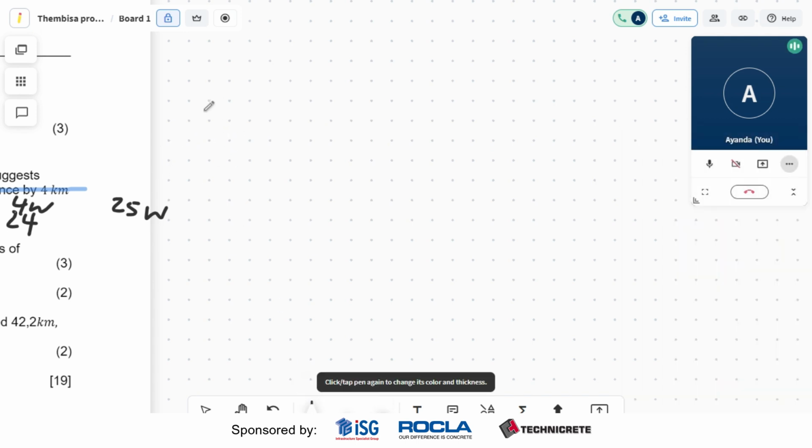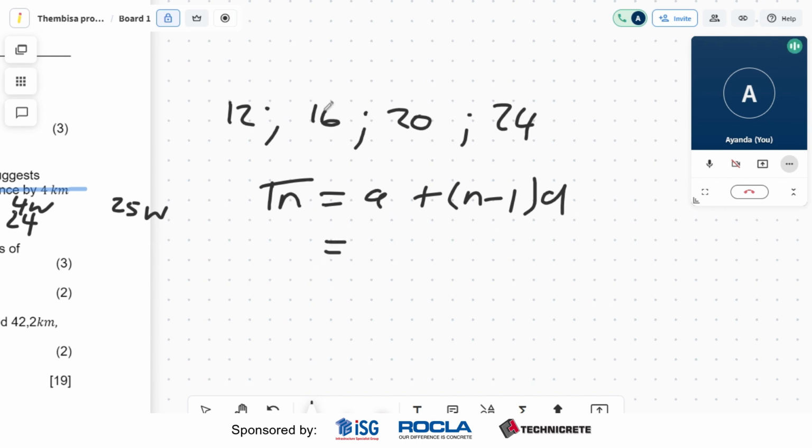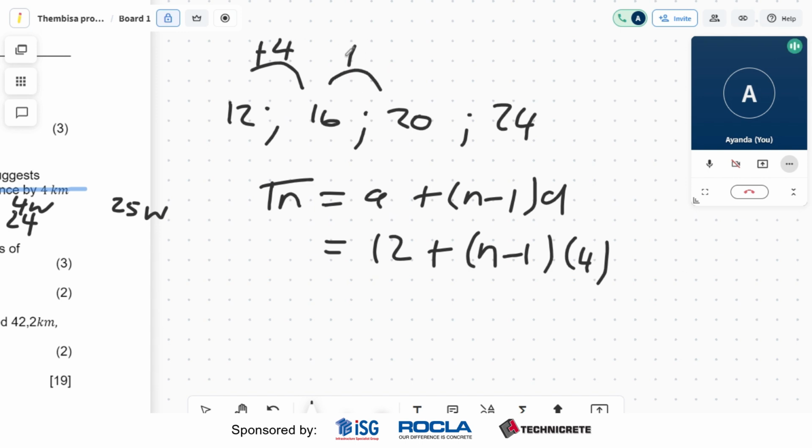Remember, in the first week, we're suggested to run 12 kilometers, then 16, 20, then 24. So we're going to use the formula for an arithmetic sequence, which is Tn is equal to a plus (n minus 1) times d. a is our first term in the sequence, which is 12. So that's 12 plus (n minus 1), and our difference we know is 4. We were told that in the question. So there's a difference of 4 kilometers each week in the training program.